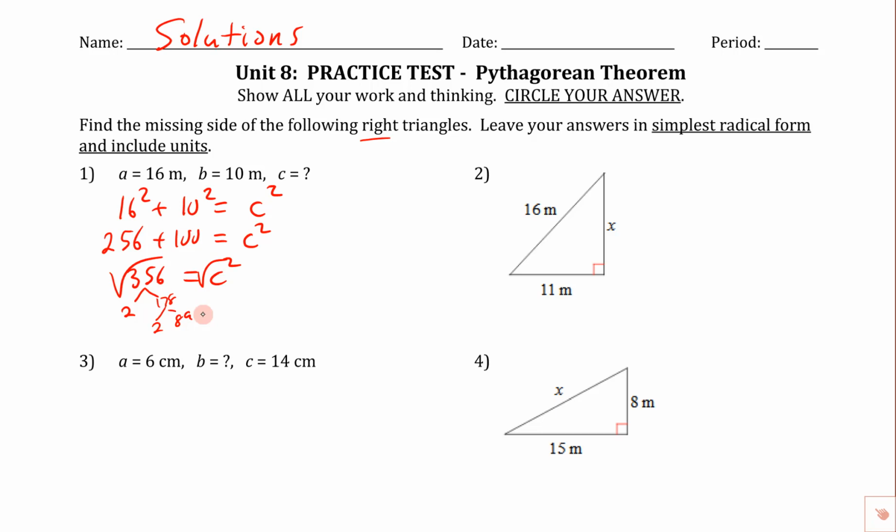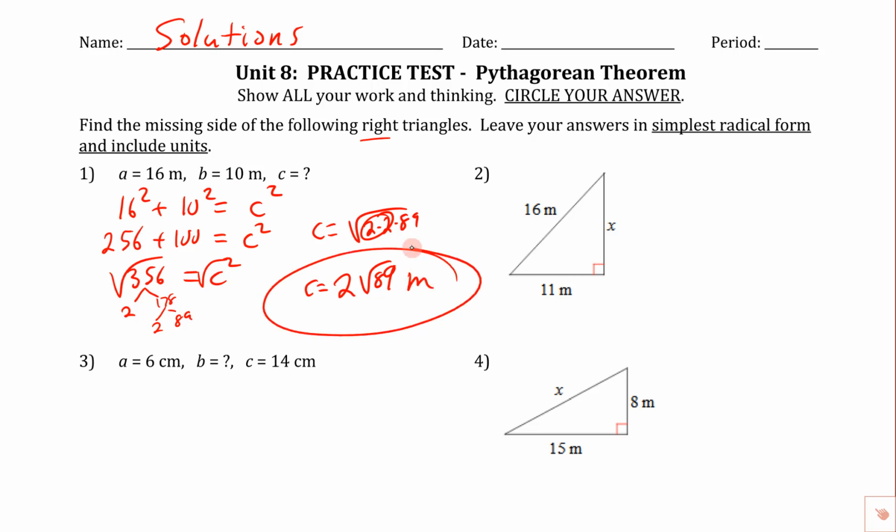Now there's something interesting about 89. 89 is a prime number. We're not going to be able to break that down anymore. So what we have here is c equals the square root of 2 times 2 times 89. So we've got a pair of 2's. So c on this one is going to be 2 radical 89. And then we want to label this. So this is going to be meters. So we'll put an m on there, and there's our answer.